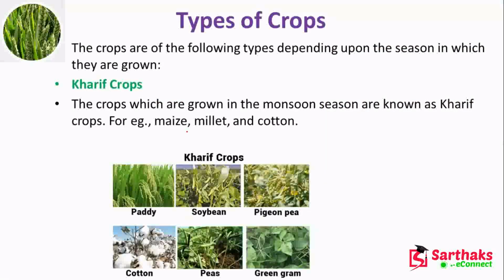Okay. Now the types of crops. Here, according to the season, as I have told you, two points are very important for crop cultivation: one is soil, another is weather. Fine. Suppose I have cultivable land, that means I have the type of soil required to cultivate, suppose, paddy. That soil I have, but the weather is not good. At that time, I cannot grow paddy. So the weather is very, very important.